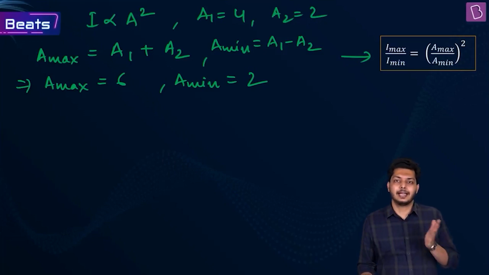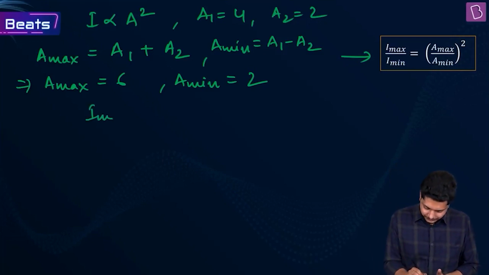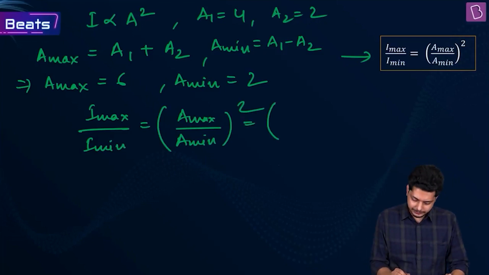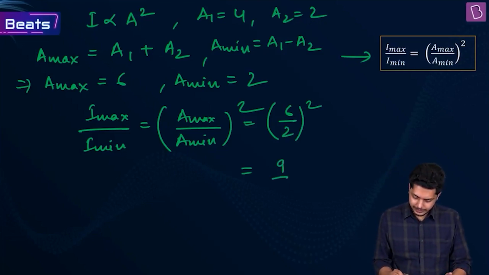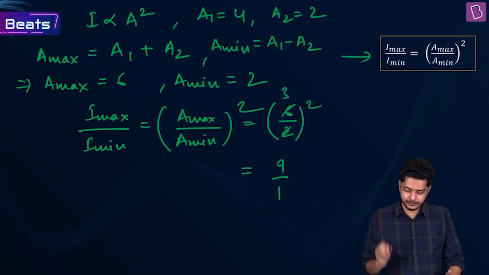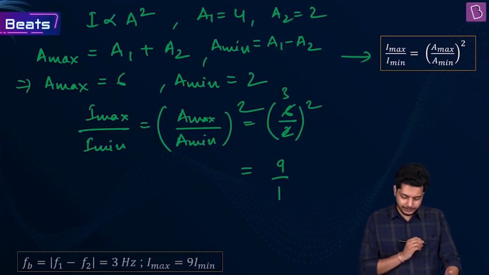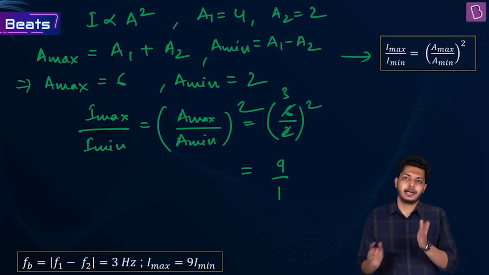Now that we have A max and A min, we can calculate I max / I min, which is (A max / A min)². A max is 6, A min is 2, and we have to square the ratio. This comes out as 9 by 1, since 6 divided by 2 is 3 and 3 squared is 9. So I max / I min = 9/1, and that is why I max is equal to 9 times I min.